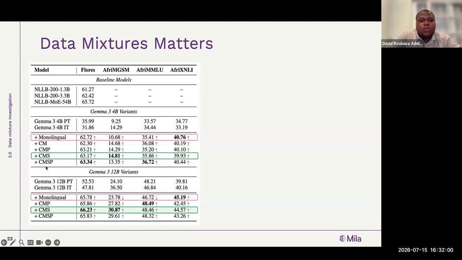And the last one was we added just synthetic data, and you see that we had the best result for MGSM. So we added parallel data into the mixture, and of course, it does improve performance for Flores again and MMLU.